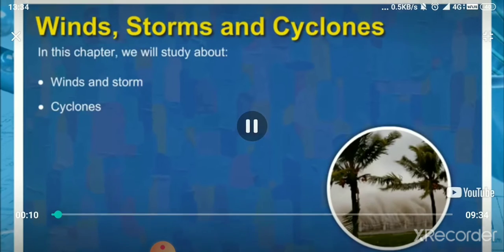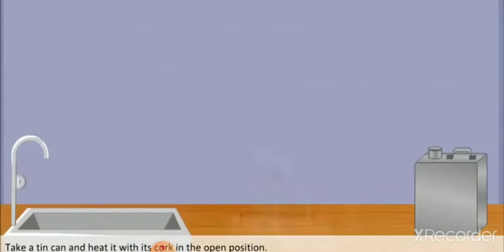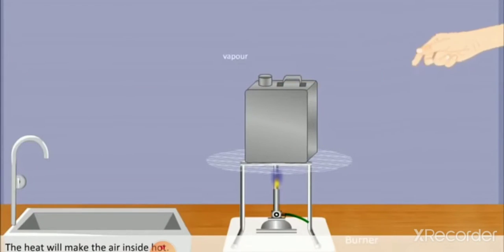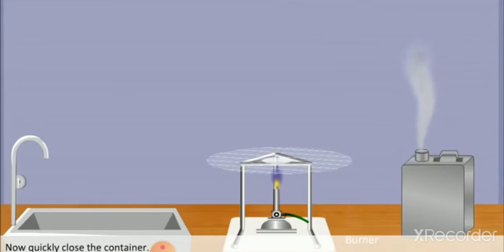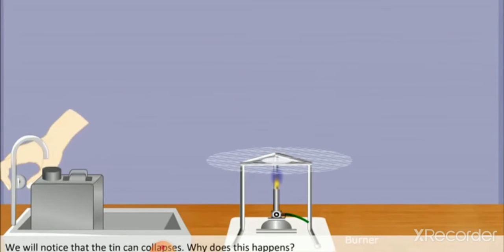So first property is air around us exerts pressure. So here you can see that we have taken a tin can and heat it with its cork. Now heat will make the air inside hot and the hot air will leave the container. Now quickly close the container and we will notice that the tin can collapses.